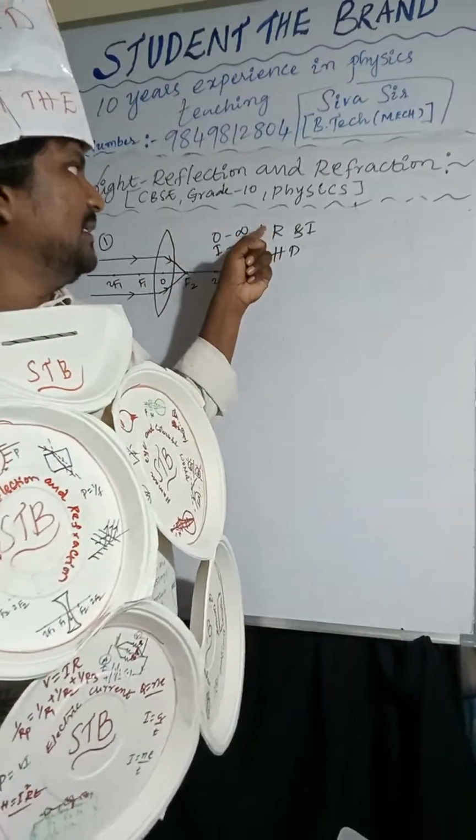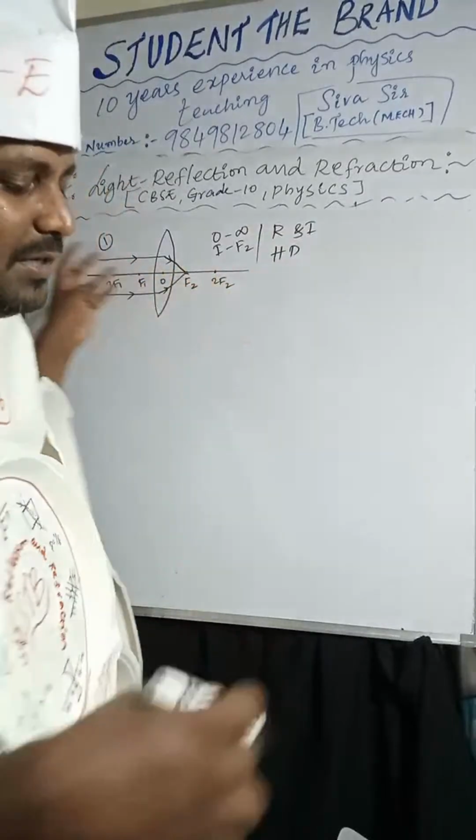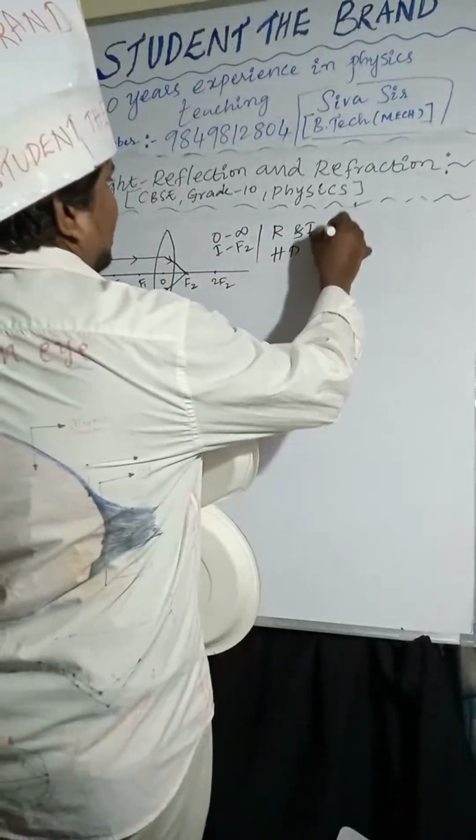So when the object is placed at infinity, image will form at F2. Nature of the image is real and inverted. Size of the image is highly diminished. So coming to the next one, next one I am taking here.